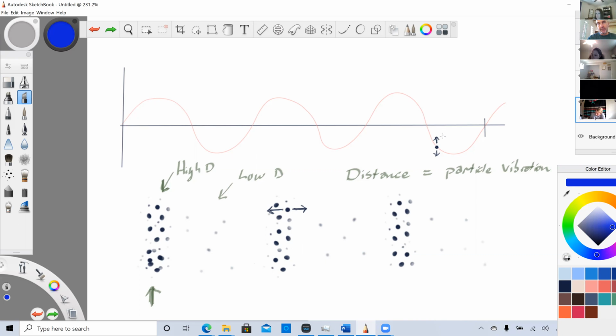If we were to look at a transverse wave on top of a pond, distance is up and down. Particles wave up and down, and those distances are considerably more, but that is distance. Distance and particle vibration are the same thing. So acoustic variables: pressure, density, and distance.